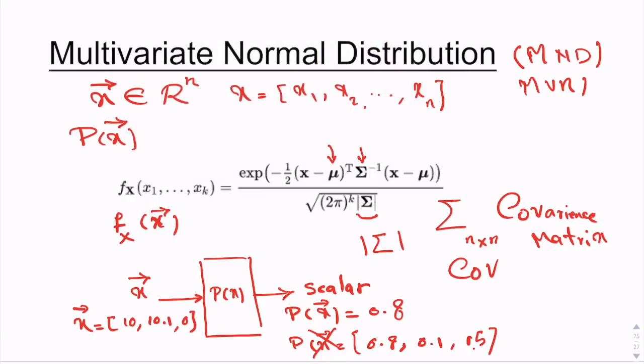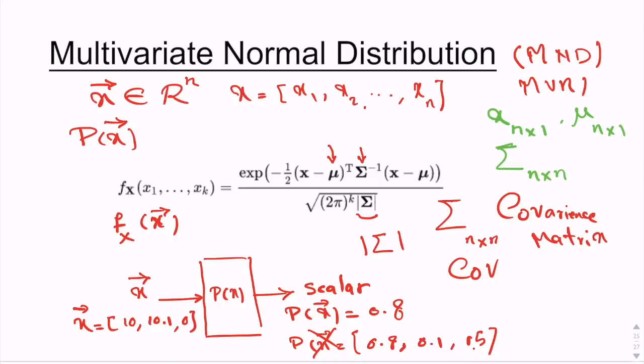So I will just show you here. x is an n times 1 vector. It's a column vector. Mu is also the same, n times 1. And then sigma is n by n.